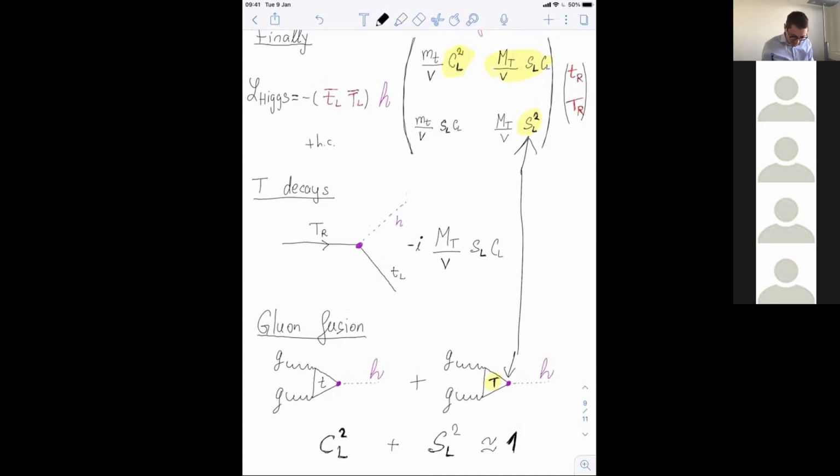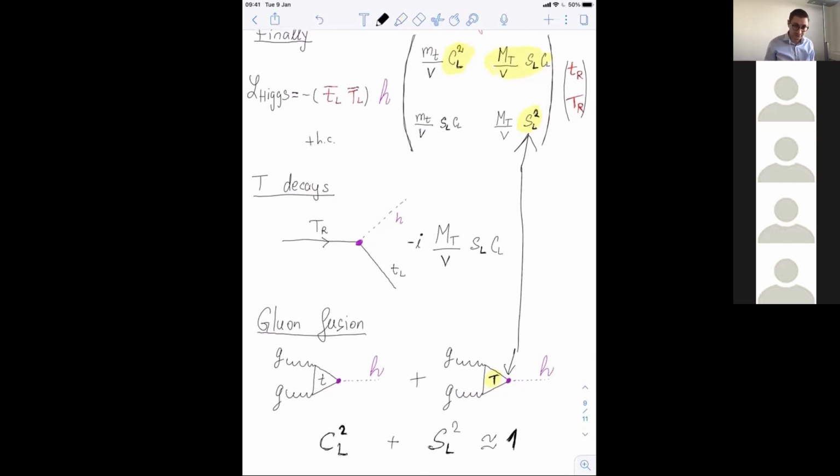So then the rate for the gluon fusion will be standard model-like. This is a very interesting prediction in, for example, these top partners from Composite Higgs, that they don't modify the rate for the gluon fusion a lot.